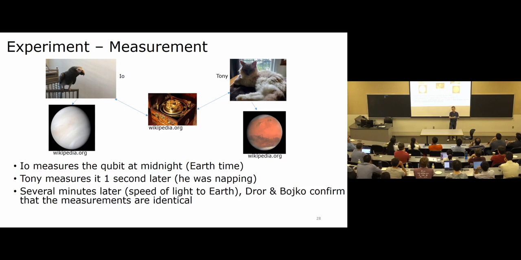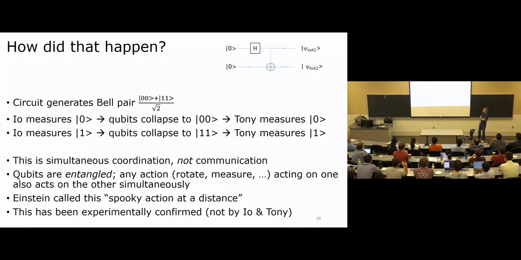We're hanging out, comparing notes. Lo and behold, the measurements are matching. We repeat the experiment 100 times. Every time they synchronize the chronometers, everything's fine. Everything's matching. So why is this happening?